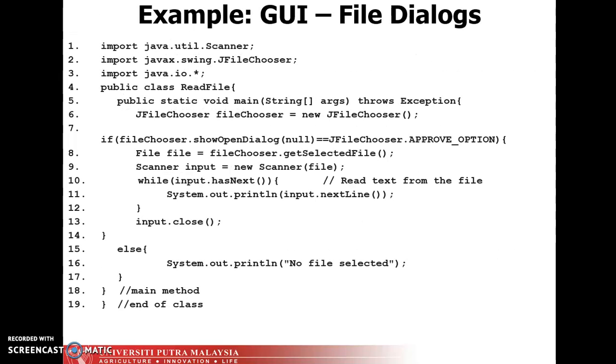We have another example here, but this time it's using GUI components, graphical user interface components, like a file dialog box. The objective and main concern of this program is still the same. However, the approach is a bit different. We will learn the GUI topic in the next chapter. For now, we just skip this slide and move to the next topic.